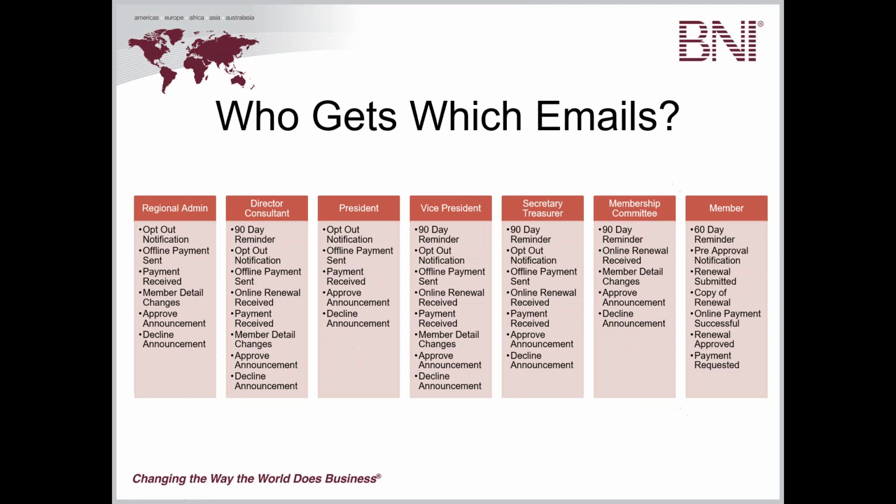Now, just to put this in a different view, this is the exact same thing, but it's just showing who gets which emails. So for example, if you happen to be a vice president, you're probably going to get the most emails during this process. You get the 90-day reminder, the opt-out, if the payment was sent, if a payment was received, member detail changes, the approve, or the decline.